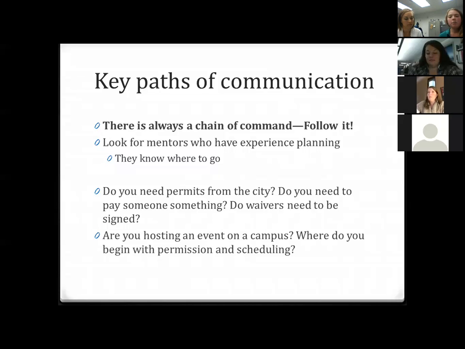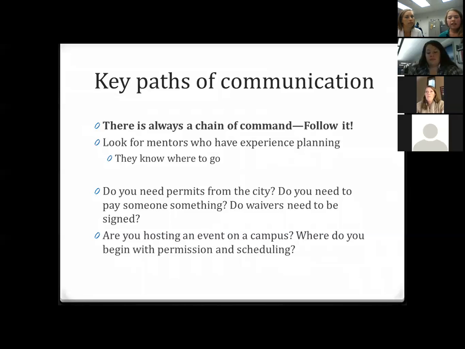If you are hosting something, you need to look: do you need city permits if it's outside? Do you need to know the certain hours that a band is allowed to play, for instance, at the city park? Do waivers need to be signed if it's an event that's involving physical labor or going out into the community?